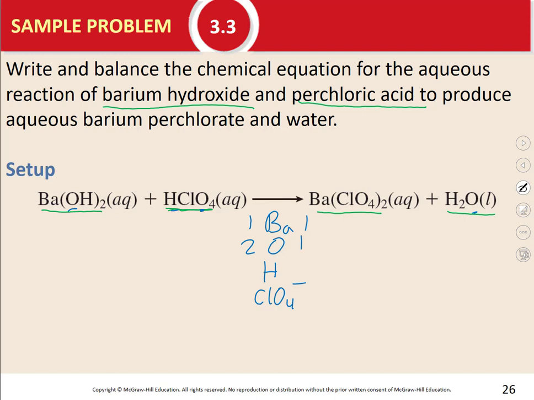Hydrogen, how many hydrogens are on the reactant side? 3. Good. There's 2 from the hydroxide and 1 from the acid. How many hydrogens on the product side? 2. Perchlorates, how many perchlorates do I have on the reactant side? 1. I just have 1 perchlorate. How many do I have on the product side? 2. That's what that subscript of 2 means. I have 2 perchlorates. So that is our setup.